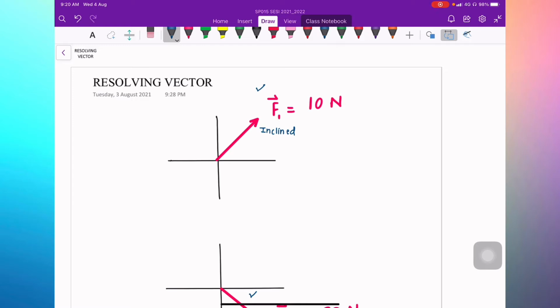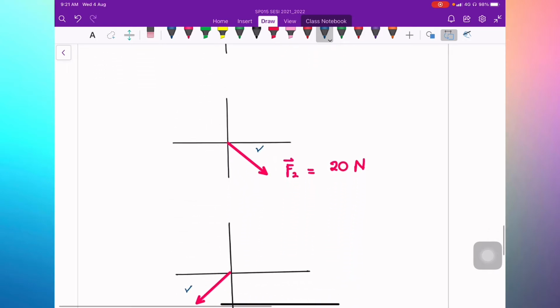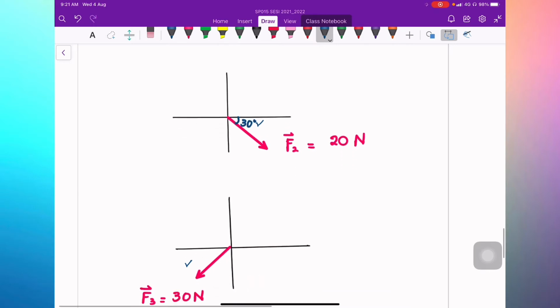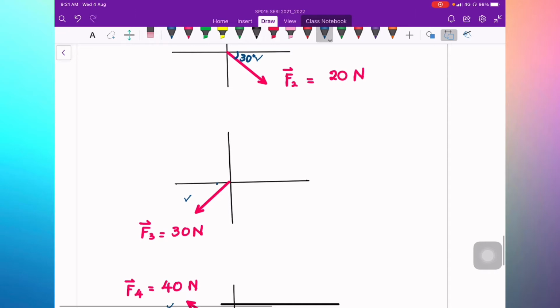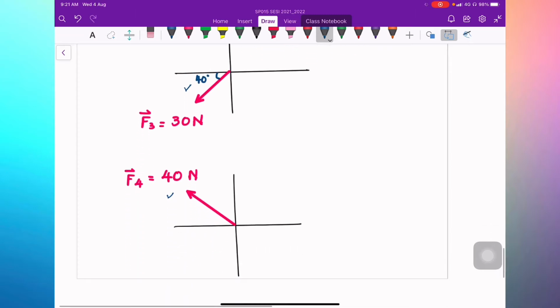Next, what we need is the angle. All the vectors must be inclined at a certain angle. So let's say here the angle is 30. For the second example here, 30 degrees. Here maybe 40 degrees. And here let's say 50 degrees. All right.